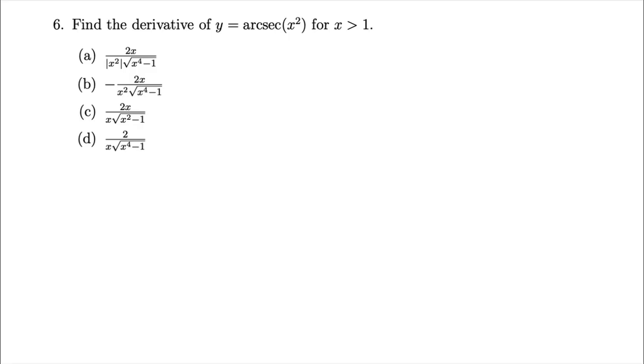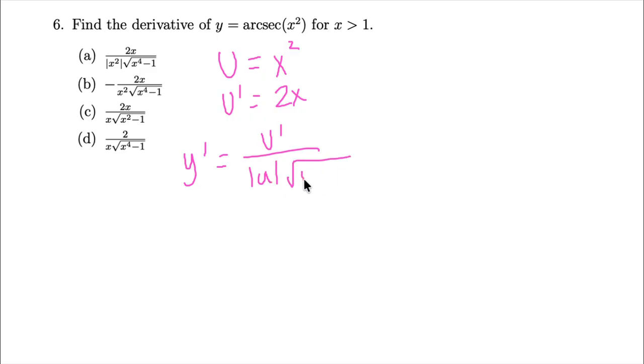Okay, so number 6 asks us to find the derivative of arcsecant of x squared for x is greater than 1. Okay, so first we have to recognize that we're going to have to use the chain rule here. So let's go ahead and let u equal x squared. And let's go ahead and take the derivative of that to get u prime, which is 2x. Now let's go ahead and plug it into our formula. So y prime is equal to u prime over the absolute value of u times the square root of u squared minus 1. So now let's go ahead and plug back in.